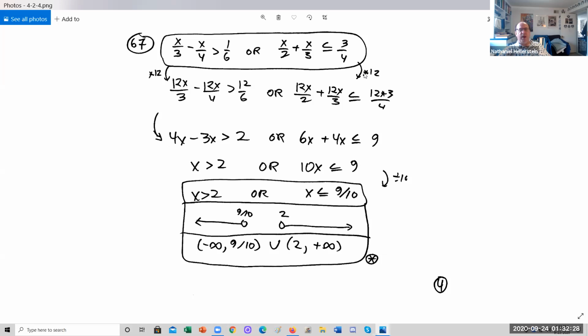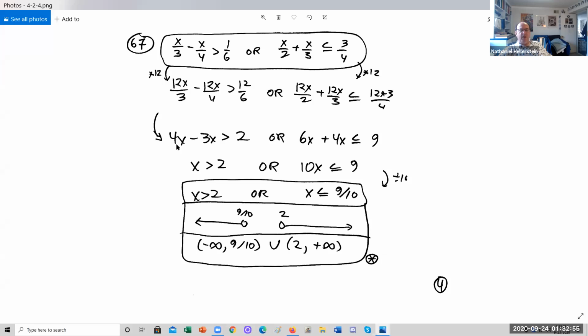So multiply both sides by 12. So 12x over 3 minus 12x over 4 is greater than 12 over 6. Or 12x over 2 plus 12x over 3 is less than or equal to 12 times 3 over 4. Now this simplifies after a bunch of cancellation to 4x minus 3x is greater than 2. And this simplifies to 6x plus 4x is less than or equal to 9.